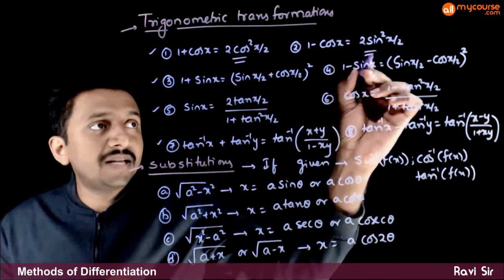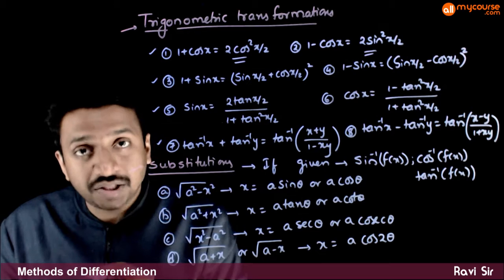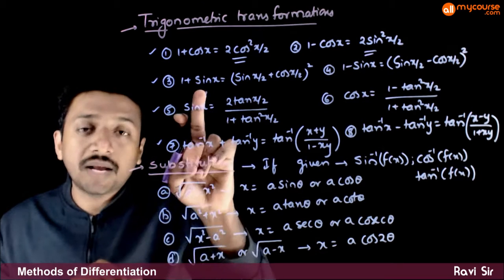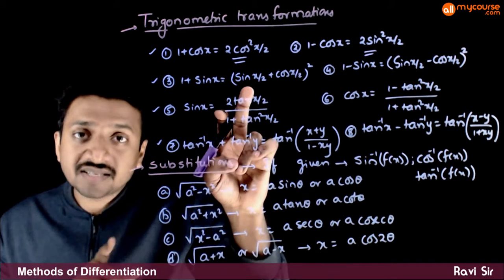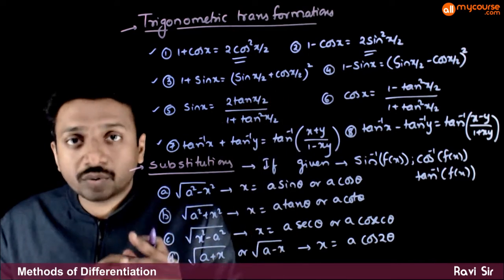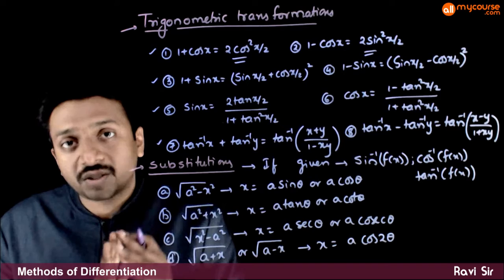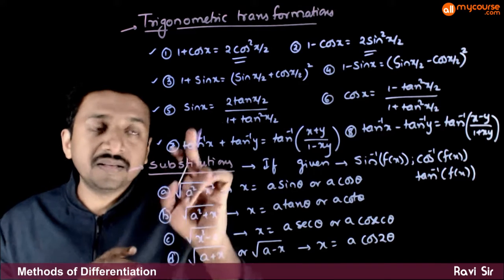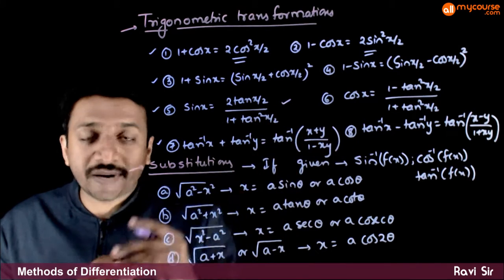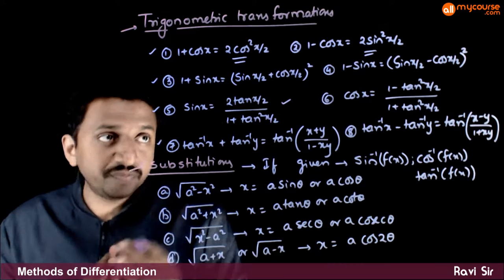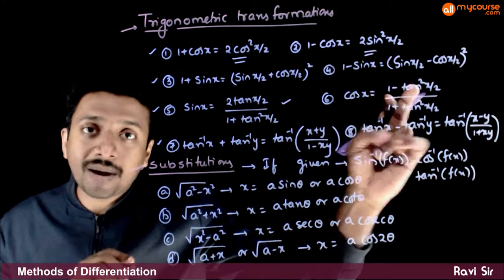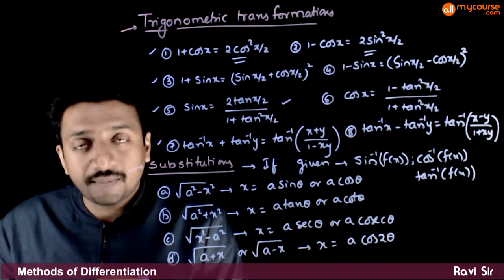1 minus cos x is equal to 2 sin square x by 2. 1 plus sin x is (sin x by 2 plus cos x by 2) whole square. 1 minus sin x is (sin x by 2 minus cos x by 2) whole square. Sin x can be written as 2 tan x by 2 by 1 plus tan square x by 2. Cos x can be written as 1 minus tan square x by 2 by 1 plus tan square x by 2.